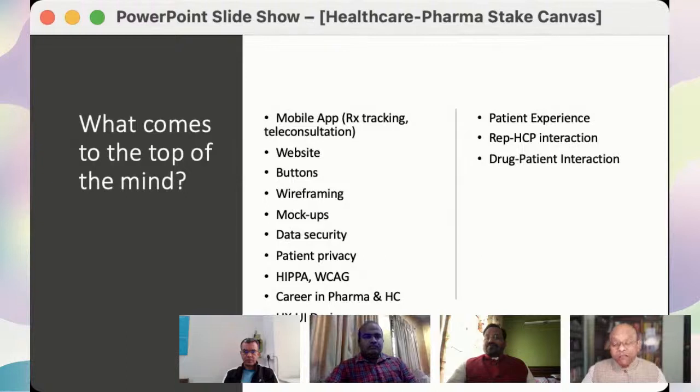Buttons, a very minute but very important thing. Wireframing, mockups, data security, patient privacy, HIPAA, WCAG, careers in pharma, healthcare, and so on. So many things came from the Google form responses, and I believe that is the top-of-the-mind thing for varied kinds of people when you talk about interaction design in healthcare and pharma.